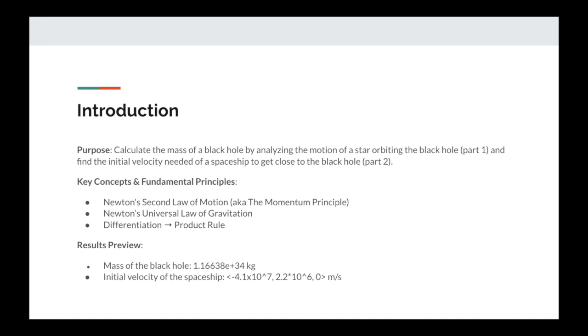Let's get started with a brief introduction. The purpose of this lab in part 1 is to calculate the mass of a black hole by analyzing the motion of a star orbiting the black hole. And in part 2, our purpose is to find the initial velocity needed of a spaceship to get close to the black hole.